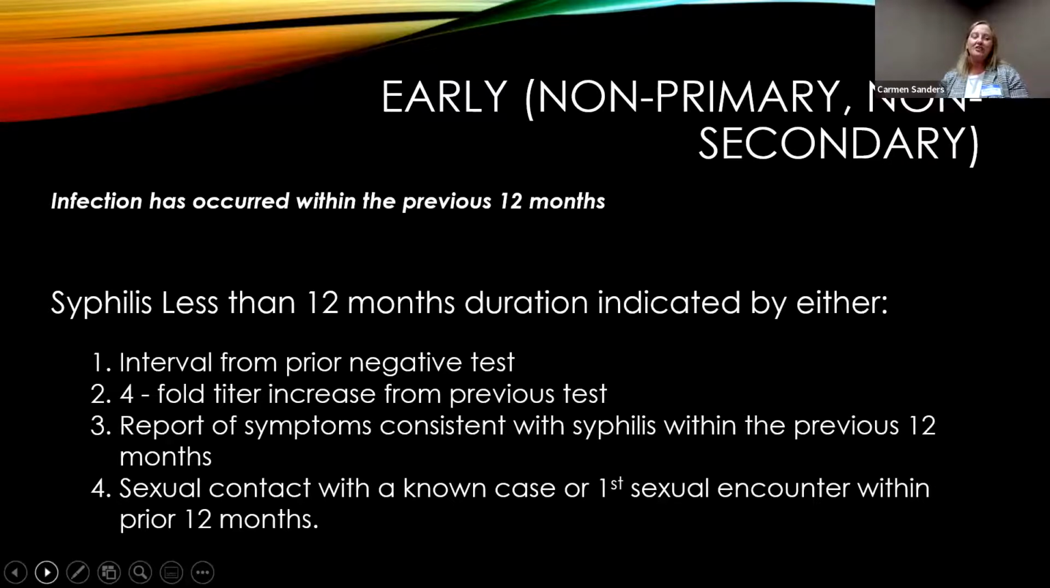Or if you notice a 4-fold titer increase from a previous test, you always get a titer with an RPR test. So if that is increasing, then you want to take a look at a new infection or a treatment failure. A report of symptoms consistent with syphilis within the previous 12 months, you want to go ahead and do a screening for syphilis. And if your patient has had sexual contact with a known case of syphilis, or if their first ever sexual encounter was within those 12 months, you want to take a look at that as well. Go ahead and go to the next slide.